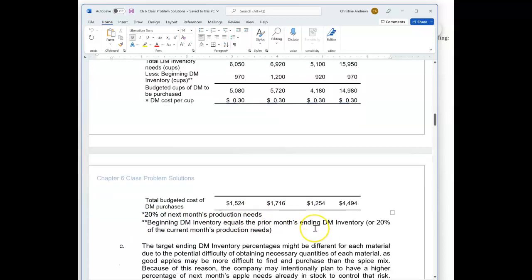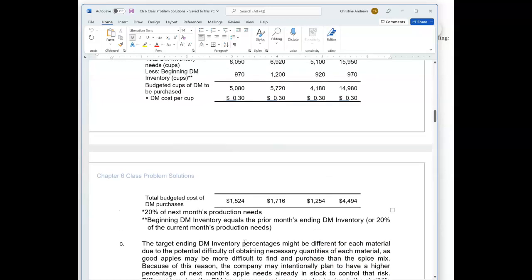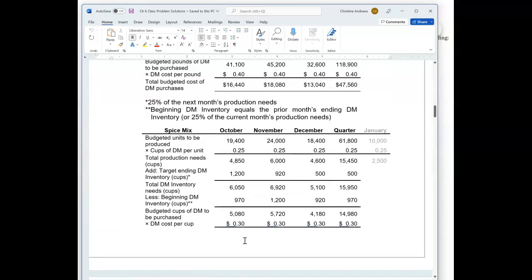And again, the direct material inventory might be different because they might have problems getting quantities, but it also has to do with the seasons.